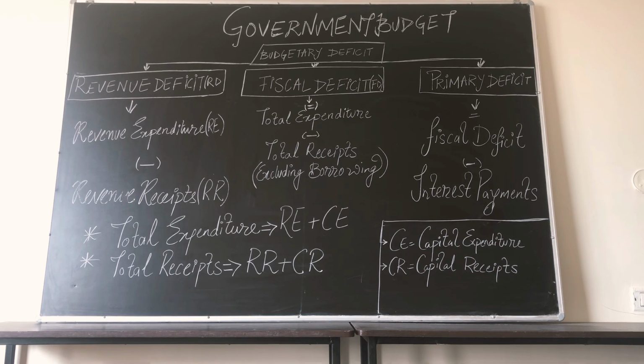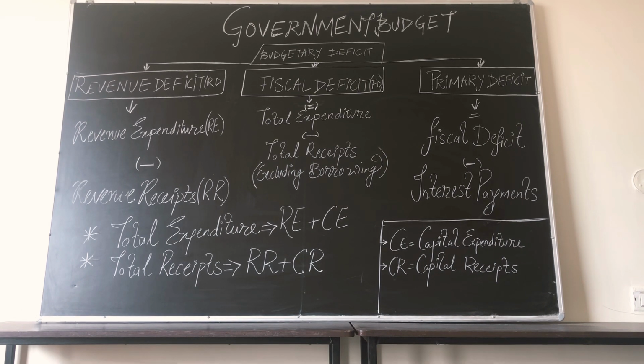Now, the second type of deficit is fiscal deficit. Fiscal deficit is the excess of total expenditure over total receipts. Its formula is: fiscal deficit is equal to total expenditure minus total receipts excluding borrowing. It has the following implications. Number one, debt trap. Fiscal deficit refers to the total borrowing requirement of the government. Borrowing creates the problem of repayment of loans and also of regular interest payments.